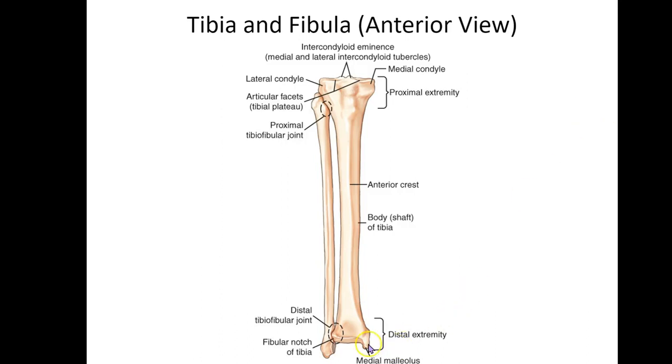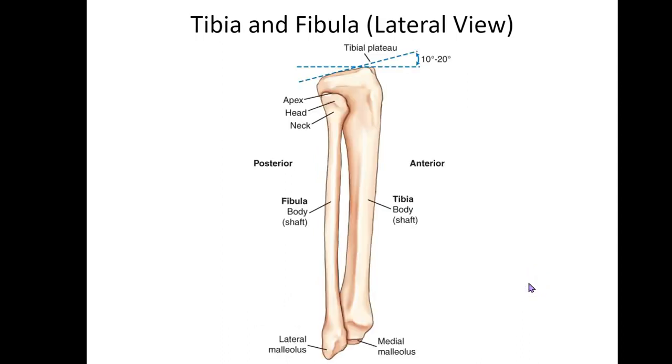Remember, the distal extremity of the tibia is smaller than the proximal extremity, and it ends in this pyramid-shaped process called the medial malleolus, which you can also palpate on the medial side of your lower leg. The lateral aspect of the distal tibia is kind of a flattened area that articulates with the distal fibula.